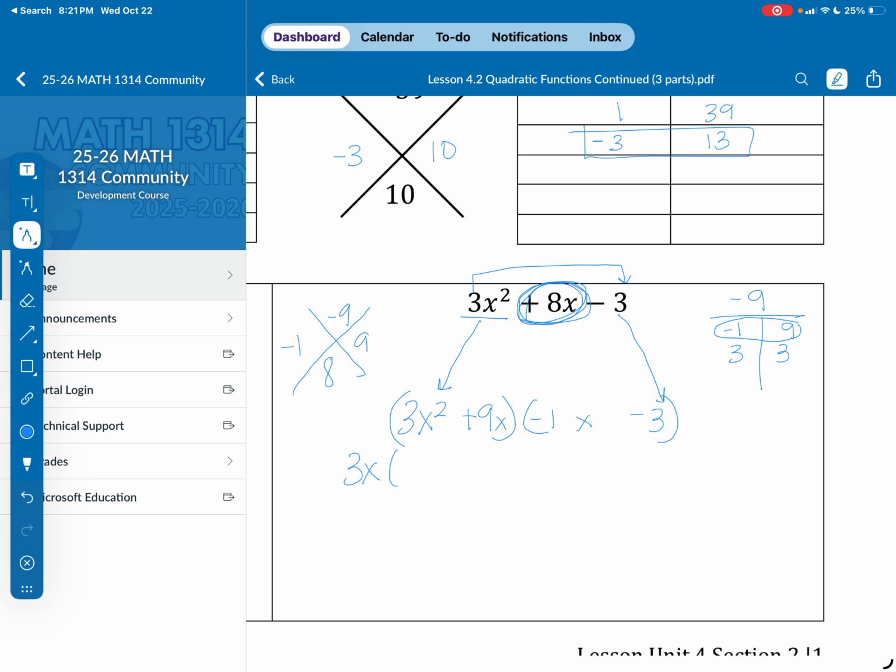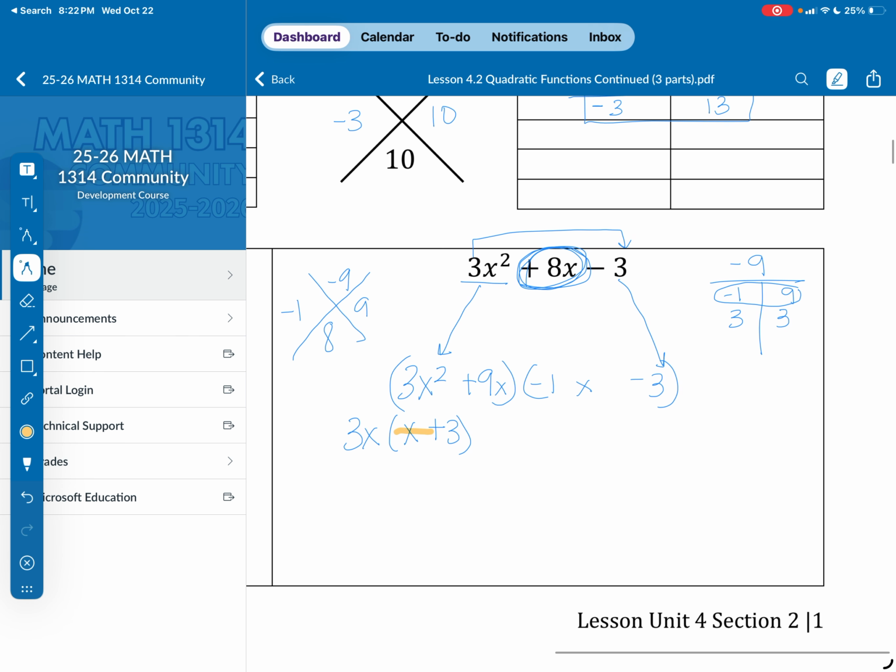So 3x squared divided by 3x gives you x, and 9x divided by 3x gives you 3. All right, so now we go into our next set of parentheses, and I have a negative 1x and a negative 3. And so I need to pull out what's in common there. But remember, my parentheses need to match.